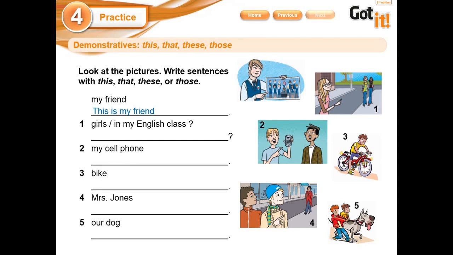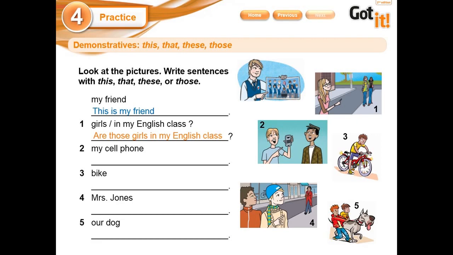that, these, and those, considering the pictures right here. For example, this is my friend, number one. Do not forget, with singular, I mean with this and that, we must use is. For these and those, are. So what is number one? Are those girls in my class?